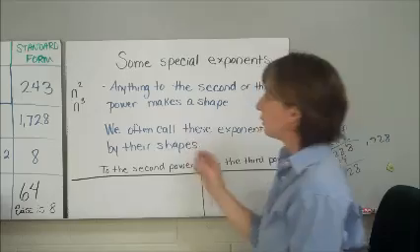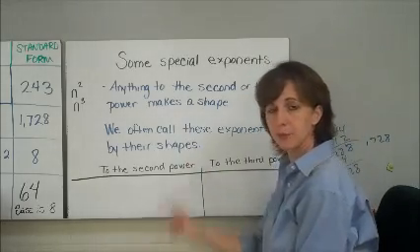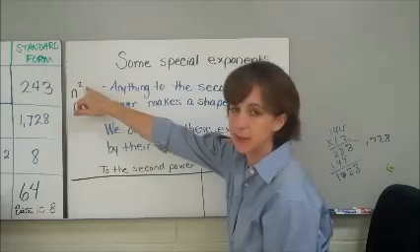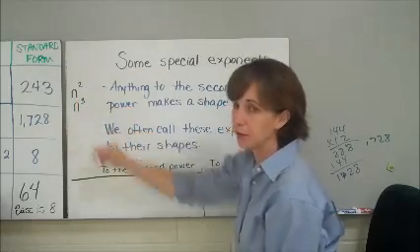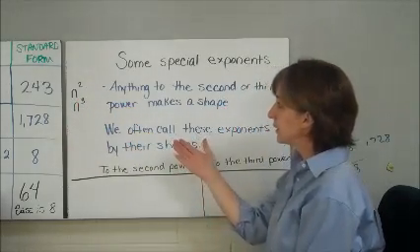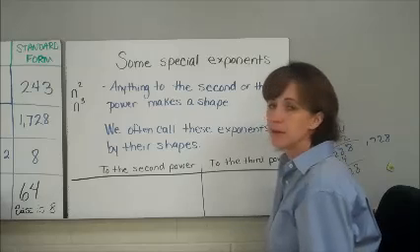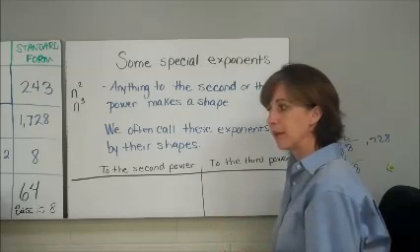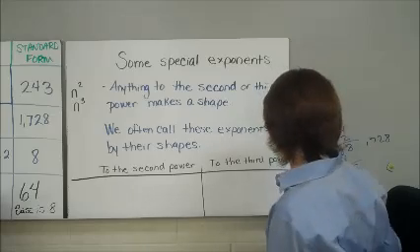Now, before you get to show what you know, we're going to talk about two special exponents. This says n to the second power and n to the third power. And our sentence says anything to the second or third power makes a shape. And we often call these exponents by their shapes. Let's take a look.